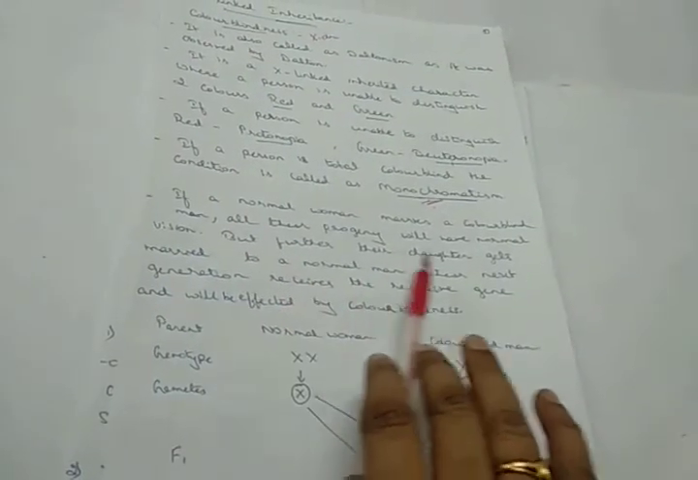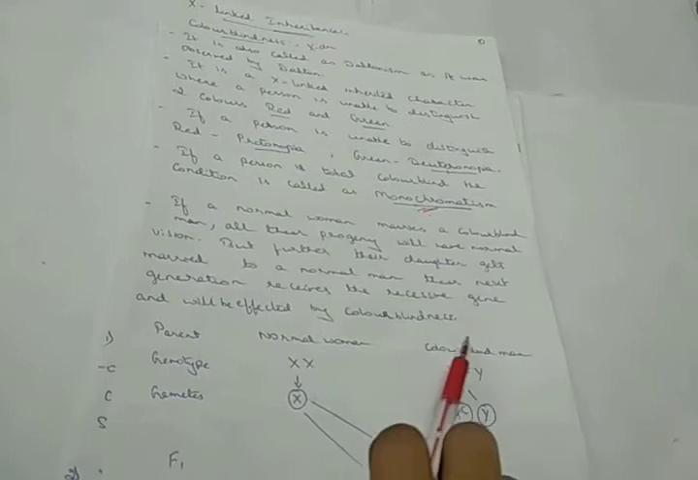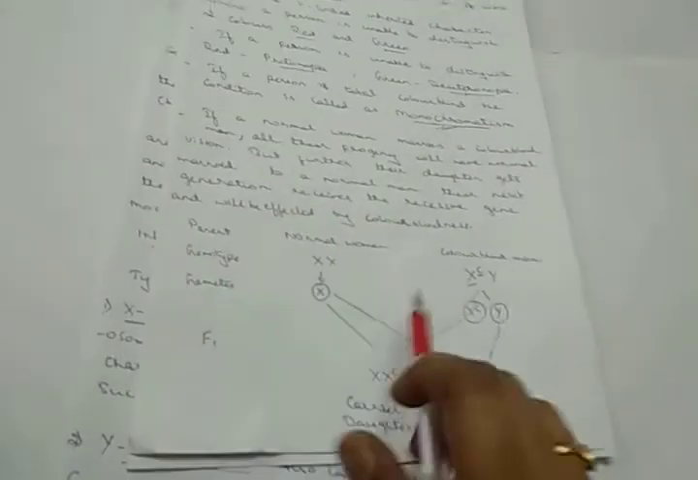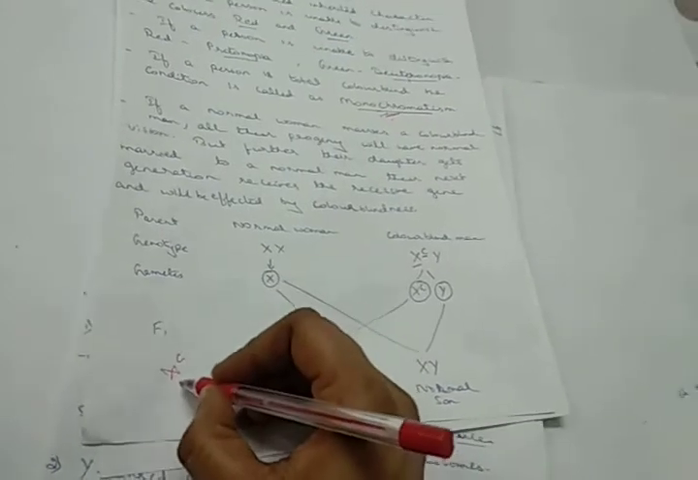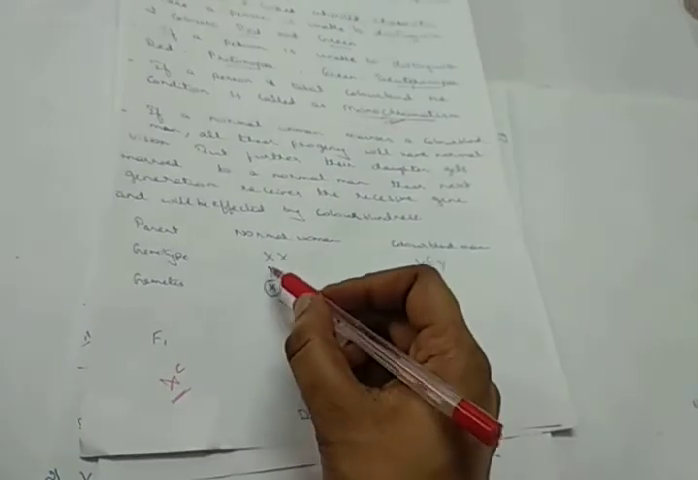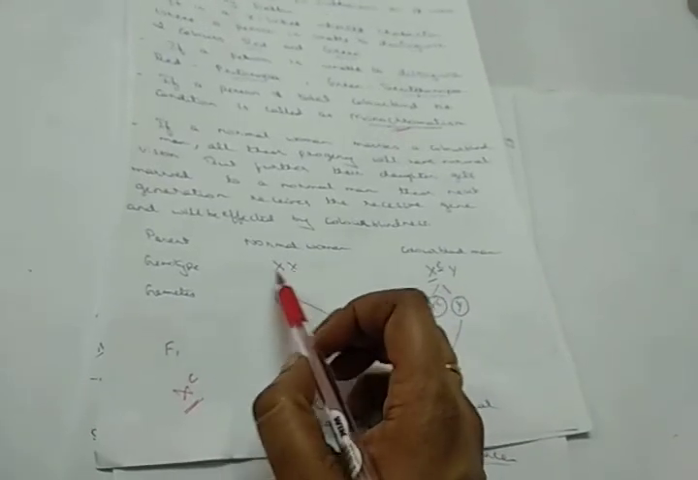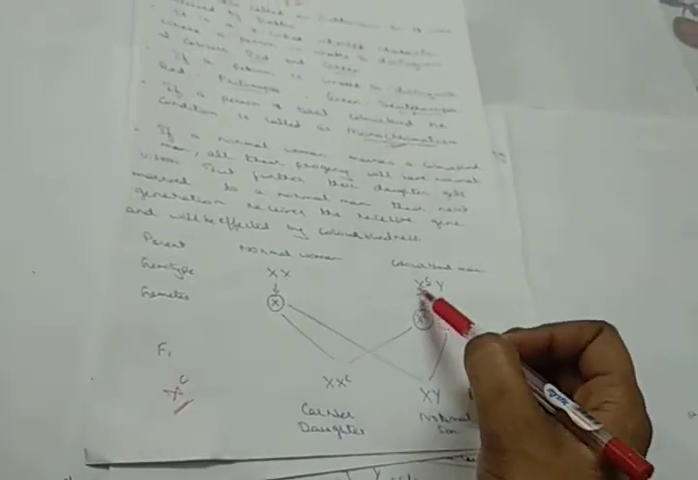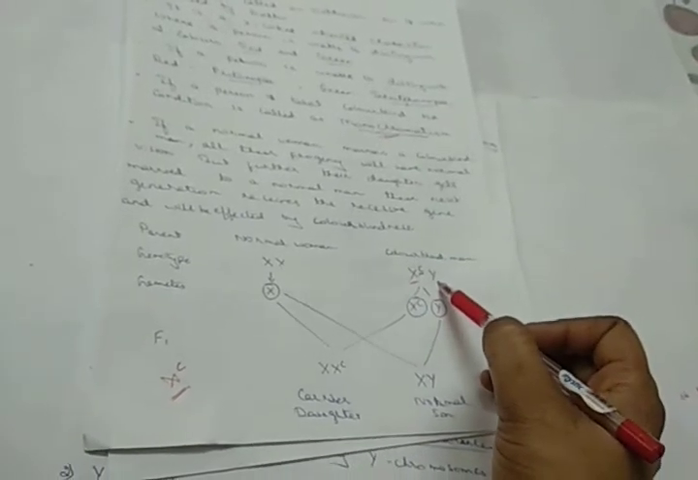Further, their daughter gets married to a normal man, and their next generation receives the recessive gene and will be affected by color blindness. When representing color blindness, we show the recessive gene as X superscript C, so you call it a recessive gene. The dominant gene is represented just by the capital letter X itself. So this is a normal woman with the genotype XX, and the colorblind man shows X superscript C with Y chromosome.